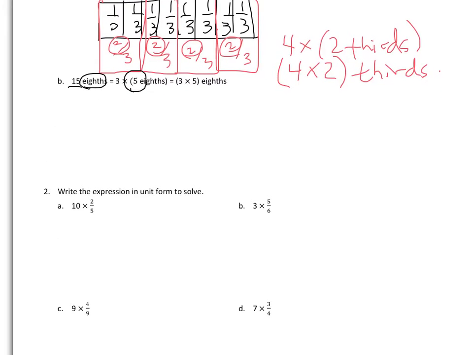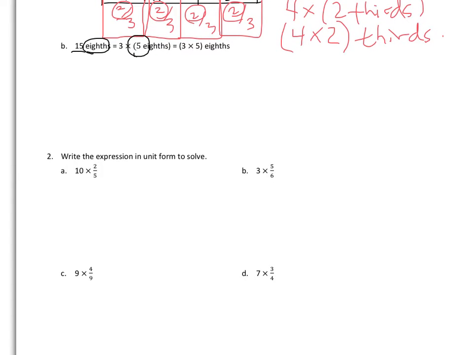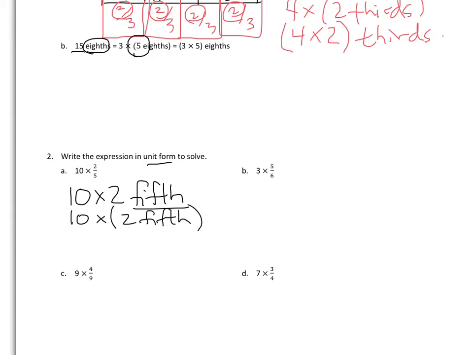So here on problem 2 where it says write an expression in unit form to solve, there's a couple different ways students can do this. I'll show you a couple ways on each problem. So on A, they can think about this as just what we did above, 10 times 2 and then fifths. So this is what, when we say unit form, we're asking them to write the unit following that. And right now, 10 times 2/5, we would put the parentheses around the 2/5. That's the unit we're working with.